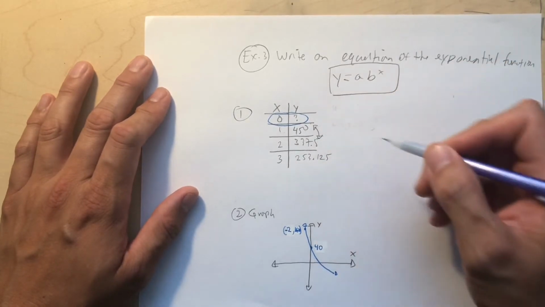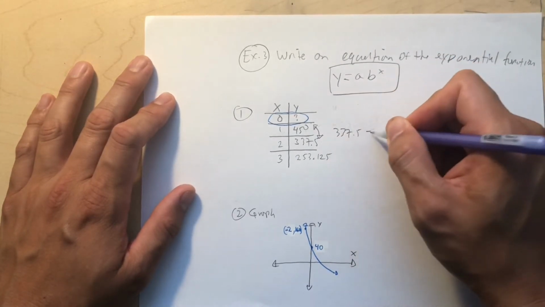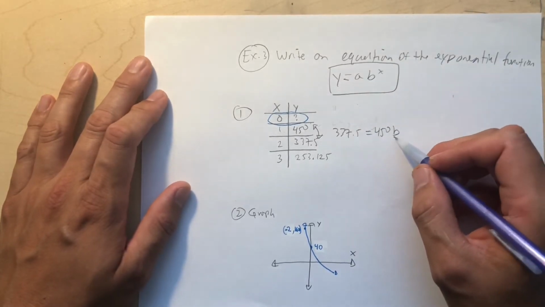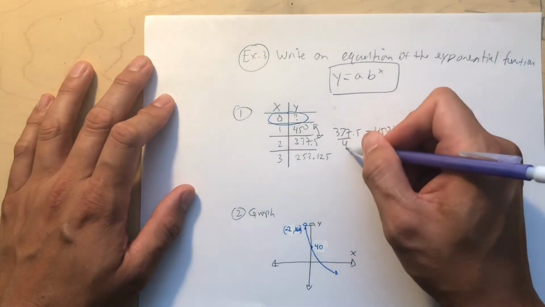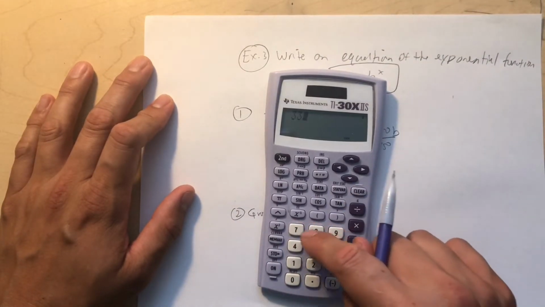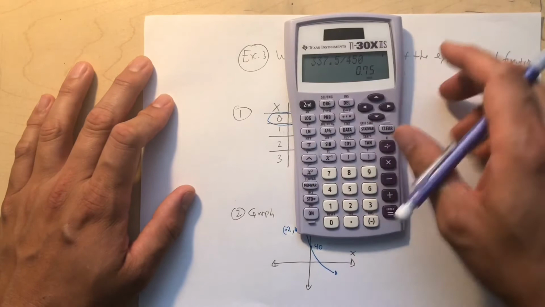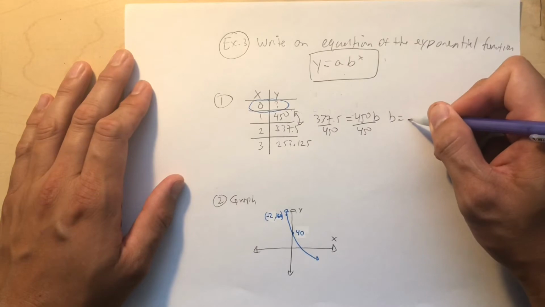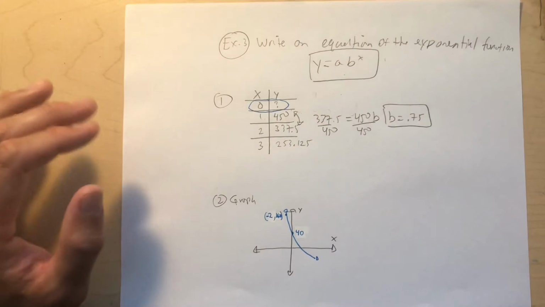I'm going to divide those two, meaning, just for example, 337.5 is equal to 450 times the rate, and then it's going to give you what the rate is. So just divide by 450. Let's do it right now. 337.5 divided by 450, and there you go, 0.75. So our rate B is equal to 0.75, basically 75%. So this thing is going down by 75%.